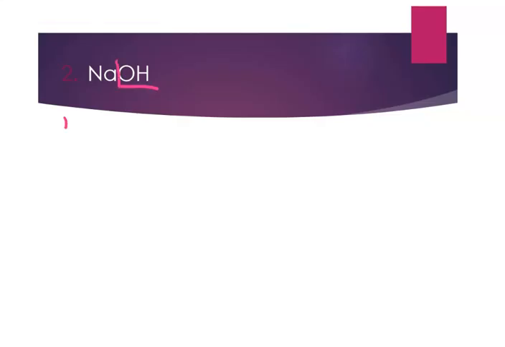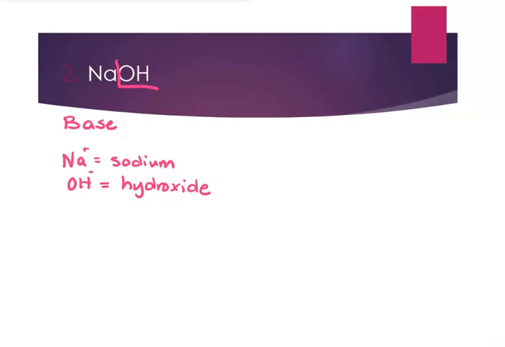All right, so this means that this is going to be a base, and if it's a base, I just take the names of both things. So I have Na, which is going to be sodium, and I have OH, which is hydroxide. Technically, these are ions, and so they have charge, but we're not really concerned with charge at the moment. We'll be more concerned with it when we start writing formulas. But for now, we're just going to say this is sodium hydroxide.